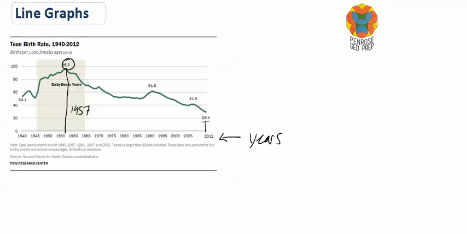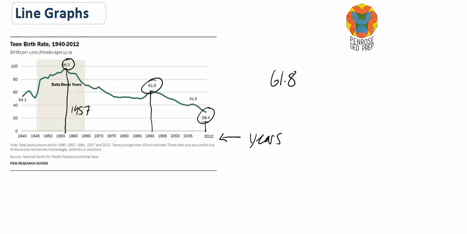I said earlier that line graphs are great at telling us how things change over time. So let's look at how much the teen birth rate has declined from 1991, represented by this data point, to 2012, represented by this data point. So first we need to know the teen birth rate in 1991. So we have it right here. The teen birth rate in 1991 was 61.8.